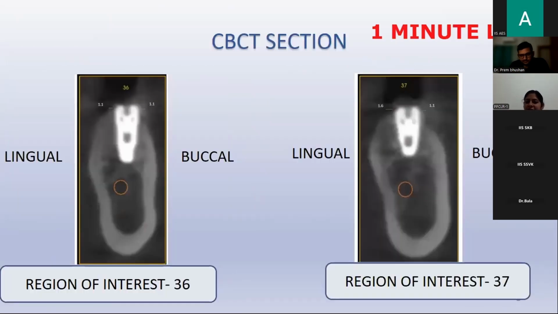The CBCT section shows that there is an adequate amount of bone, ranging from 1.1 mm, both buccal and lingual in relation to 3.6, and 1.1 and 1.6 mm in relation to the buccal and lingual side of 3.7.